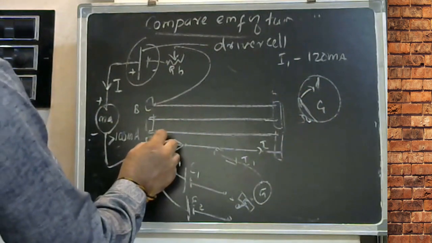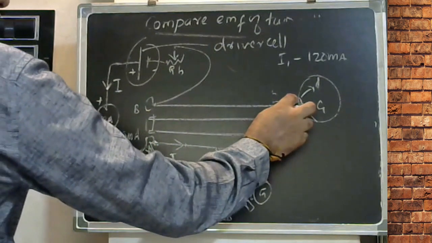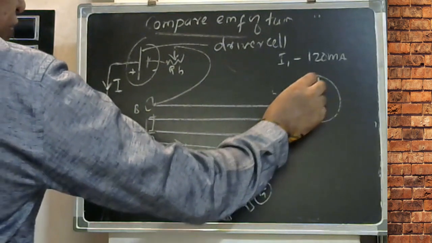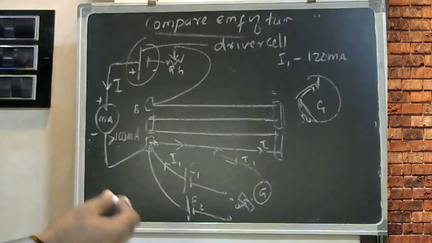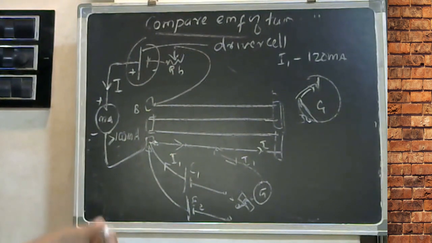Then you start moving the jockey slowly. The galvanometer will start showing deflection from maximum to 0. At one point it will show 0. The question is, why is the current going down? Why is the galvanometer becoming 0?